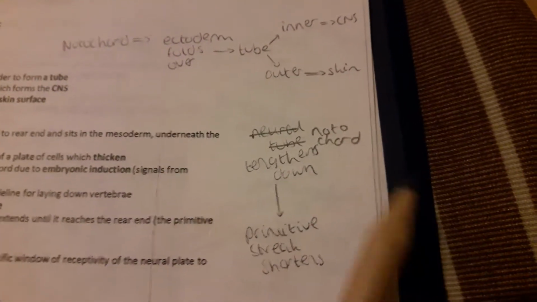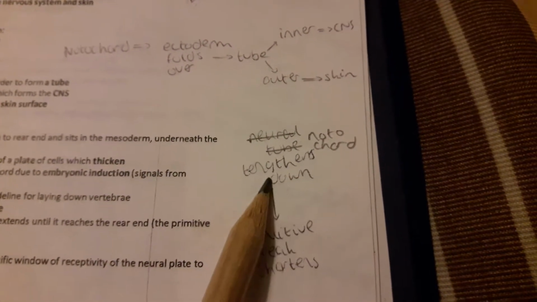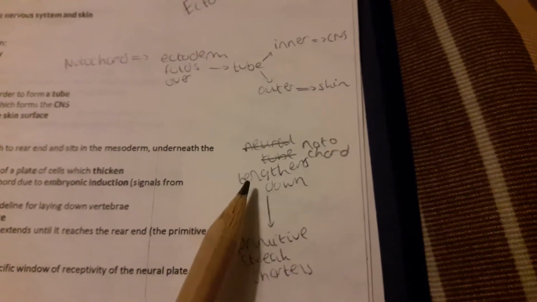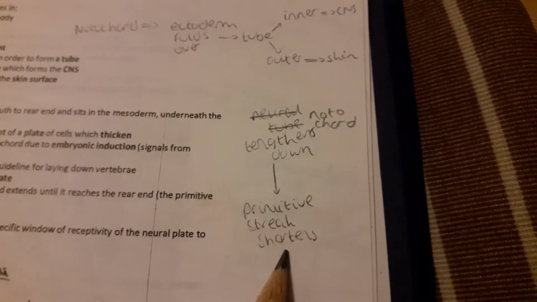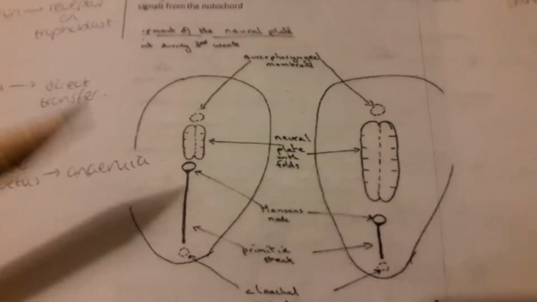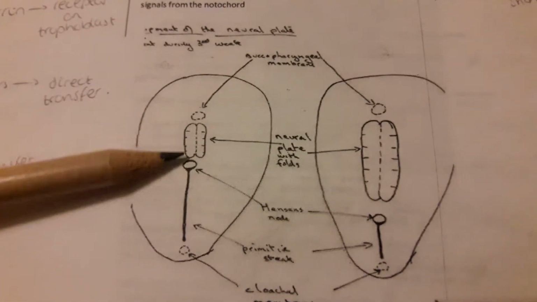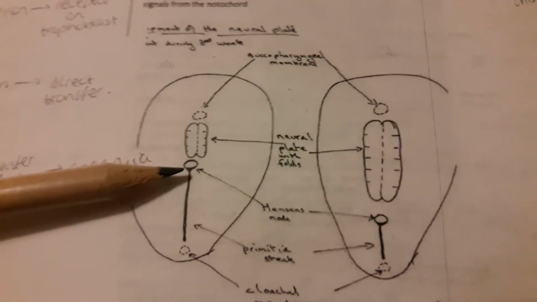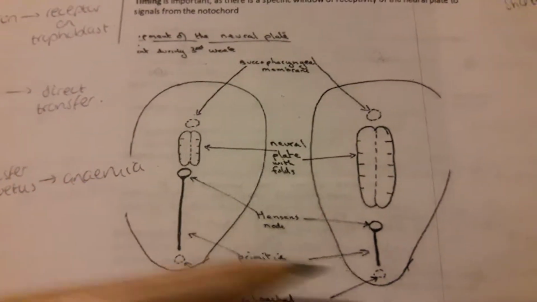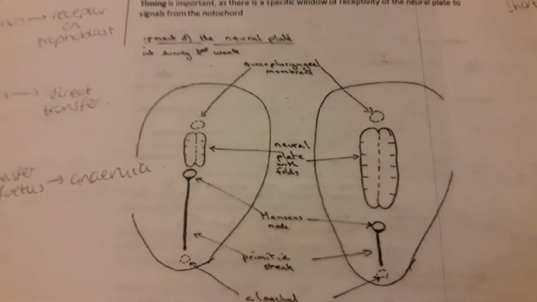One thing to note is that the notochord, as it lengthens down and is laid down by Hensen's node, the primitive streak shortens. So you can see that here happening with the notochord and neural plate being laid down by Hensen's node, and the primitive streak shortening, shown here.